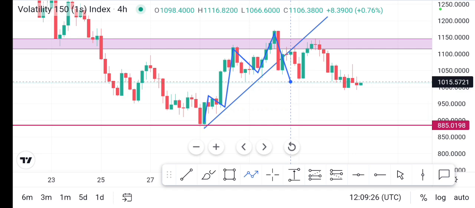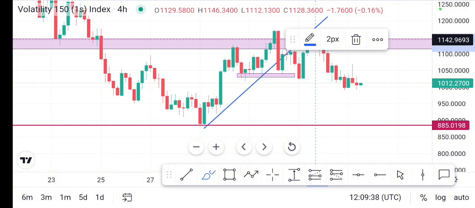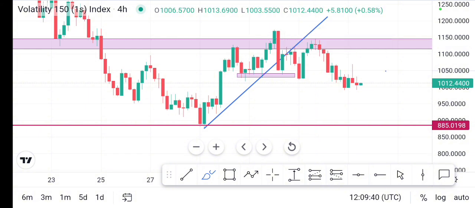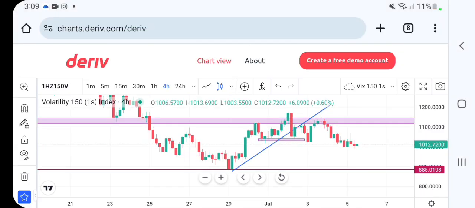If you can see here, this is our structure which was broken around this area. So when it broke and then we come back to make a retest around this area here, it's when we have made a retest around that area. So after making that retest, we had to continue going down. So now let us go to H1 and we see what is taking place also.